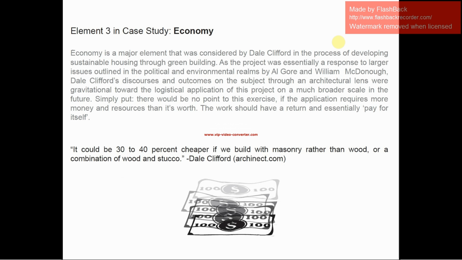And then last but not least, economy, which is a major element in Dale Clifford's project and is just as major in Detroit developing for lower income housing, is considering how this can be sustainable in pretty much the project paying for itself. So where he analyzed material costs compared to one another and found it could be 30 to 40% cheaper if you used masonry instead of wood to that specific area.